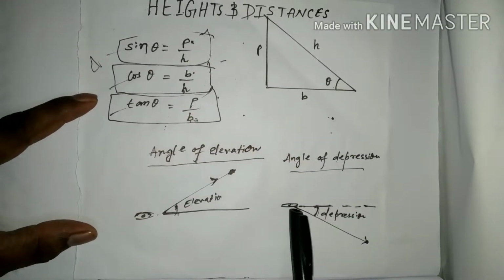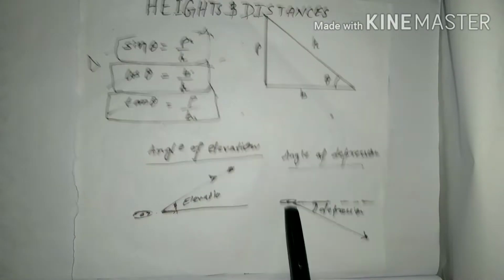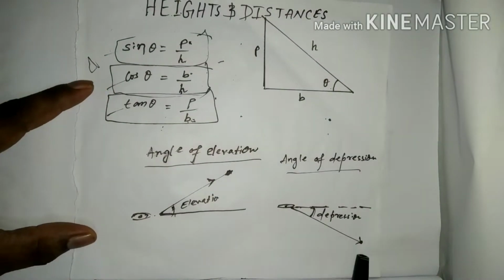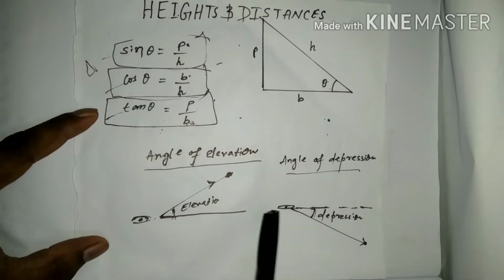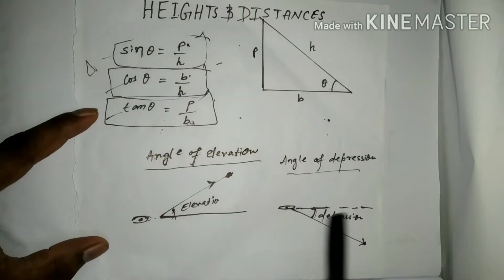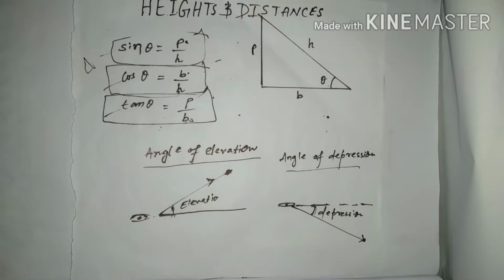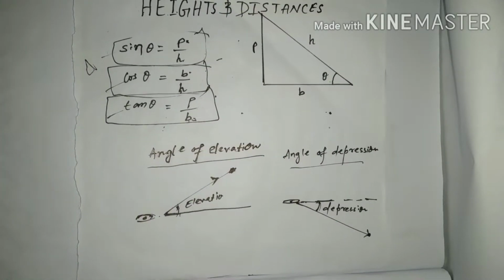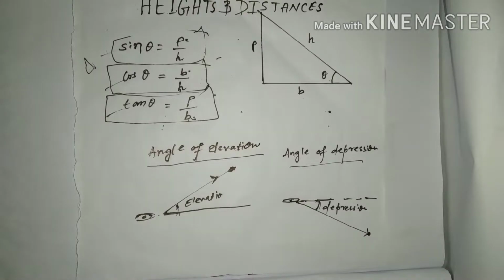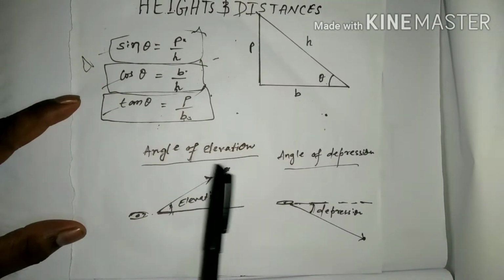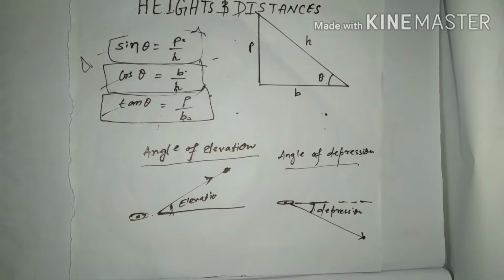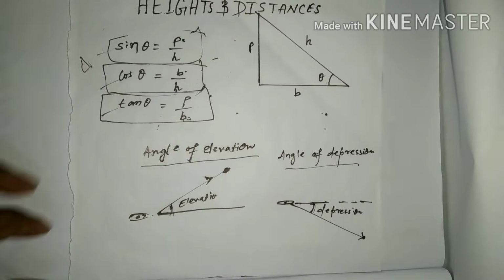And now suppose you are on the roof and your friend is on the ground, and you are observing your friend. The angle made here is called the angle of depression. Okay, students, so here is a little more. It is not a formula, it is just a concept: what is the angle of elevation and angle of depression. These two will be used in your questions.